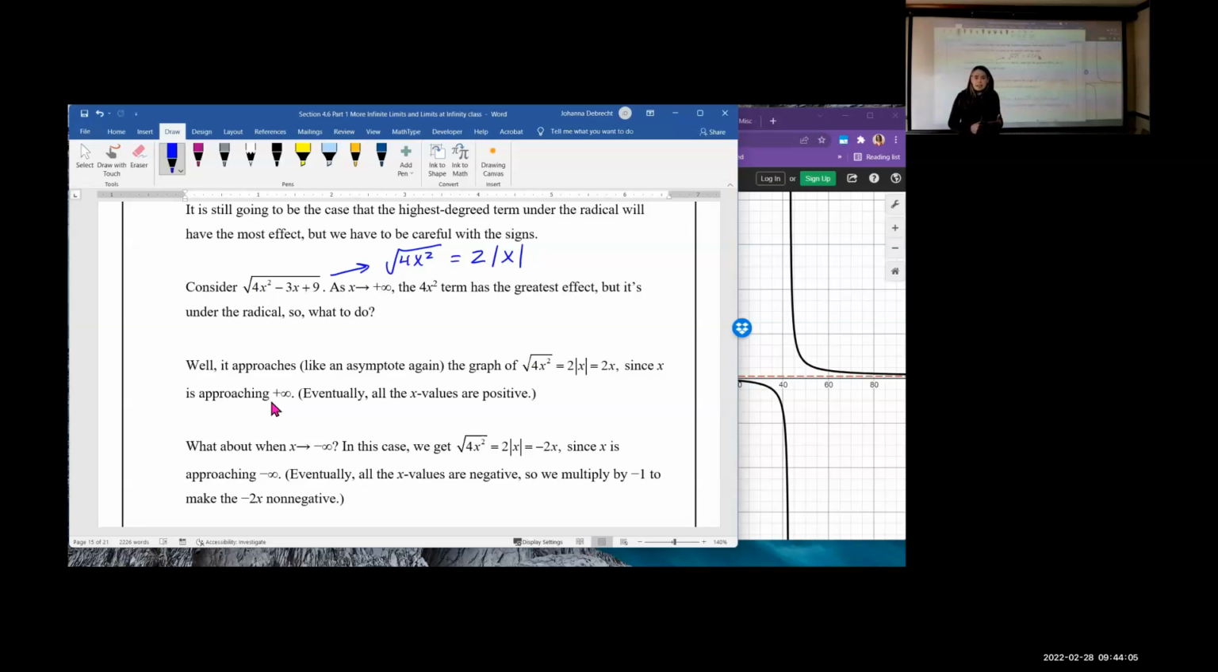And as we go to negative infinity, the values are all negative. So we have to multiply by a negative. That's going to change things. So if we're going to positive infinity, we're going to get 2x as x goes to positive infinity. And we're going to get negative 2x as x goes to negative infinity. All right. So let me pause there and give you a second to kind of absorb that.